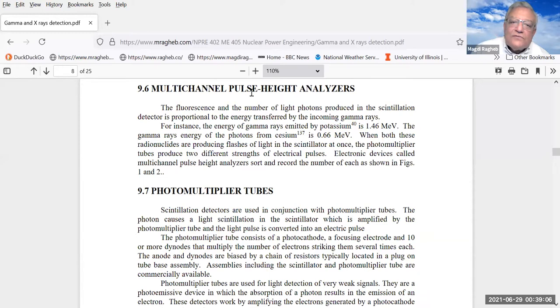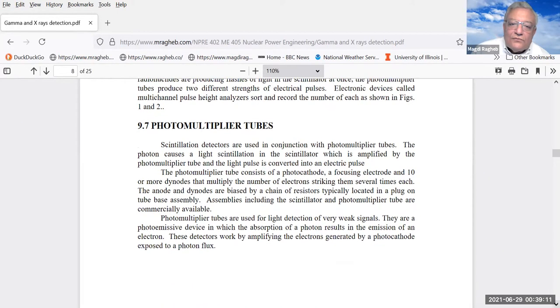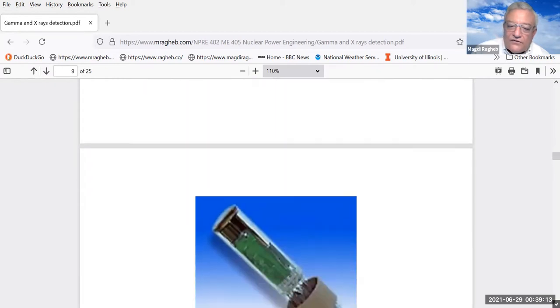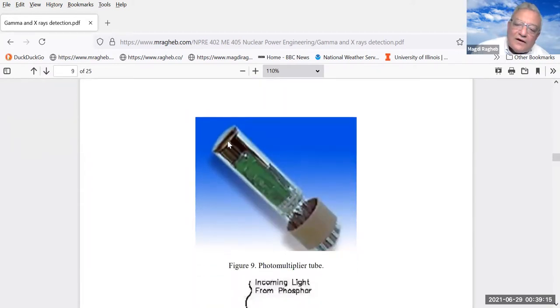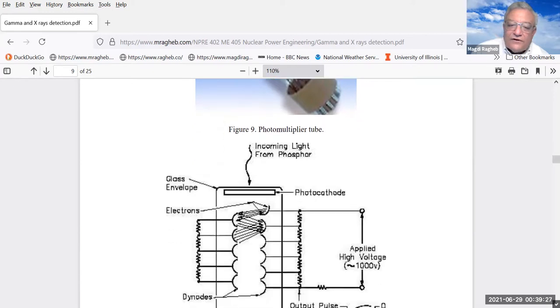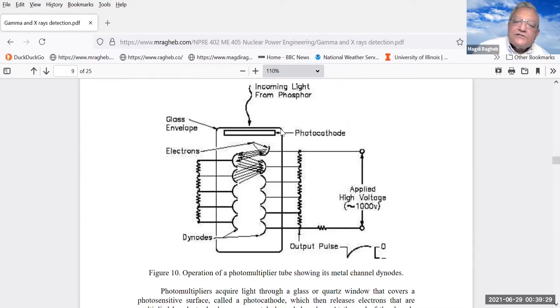In that case, it's called the multi-channel pulse height analyzer. However, the photomultiplier tubes take a source of electrons and simply multiply the source of gamma radiation or X-rays. And as it multiplies them, so that's an amplifier, basically, a photomultiplier tube, you can measure very, very low levels of radiation. So you get the incoming light, it measures light to photomultiplier tubes or X-rays or gamma rays.